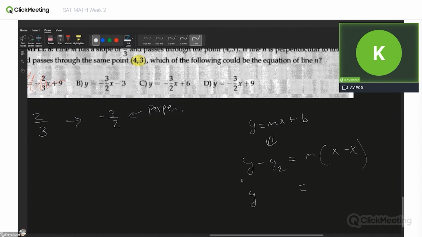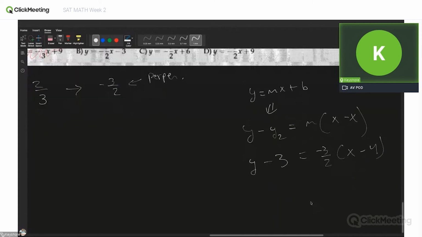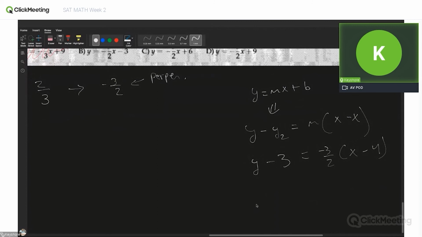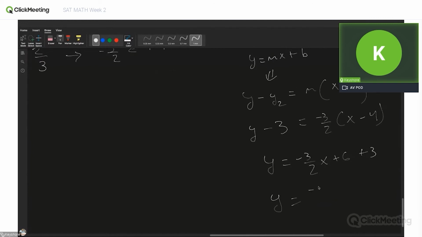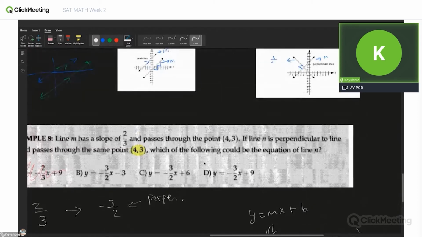This is slope intercept form. So we can just plug in our values of -3 and m, again, is -3/2, x minus 4. Okay. And then when I distribute these -3/2 to both sides, we get -3/2 x plus 6 plus 3. I'm just going to add the 3 over, and then equals -3/2 x plus 9. So then this value is equal to the option D, because that's this one.